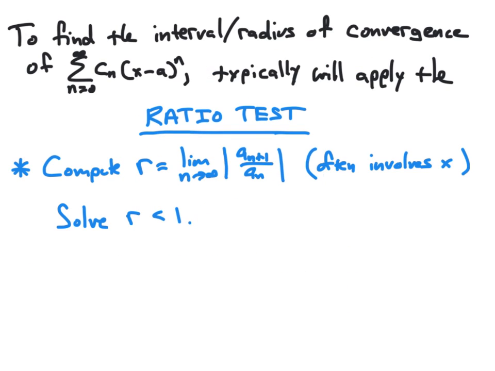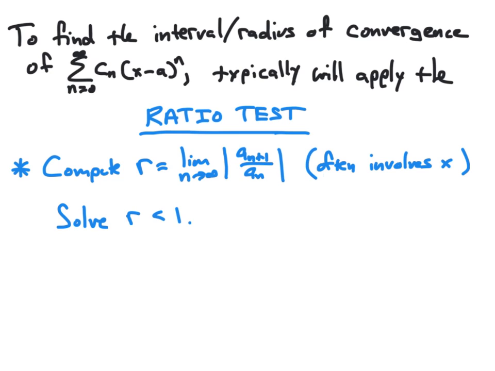So to find the interval and radius of convergence for a particular power series, the typical approach will be to apply the ratio test to the power series. In particular, this means that we want to compute the value of r, which we define to be the limit as n approaches infinity of the absolute value of the ratio of consecutive terms a sub n plus 1 divided by a sub n of our power series. Notice that the value of r here will often involve the variable x. Unlike in previous cases when we applied the ratio test to a particular series where we obtained a number, here we'll often obtain some kind of expression involving the variable x.